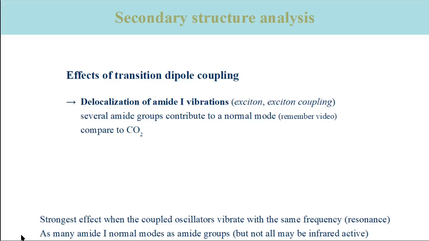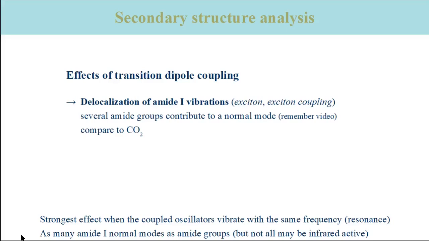Delocalized excited states are also observed in other contexts and are named excitons. We will encounter excitons again in UV-visible spectroscopy. The coupling interaction that generates the excitons is also termed exciton coupling. In the case we are considering here, exciton coupling is the same as transition dipole coupling. The delocalization of excitation energy means that each amide 1 normal mode consists of the local amide 1 oscillations of several amide groups.